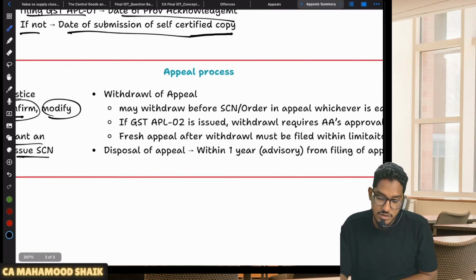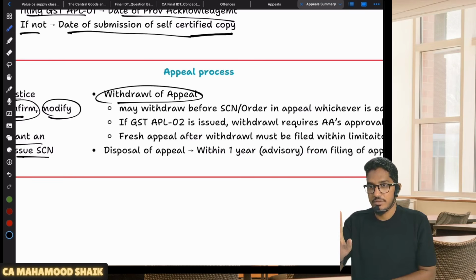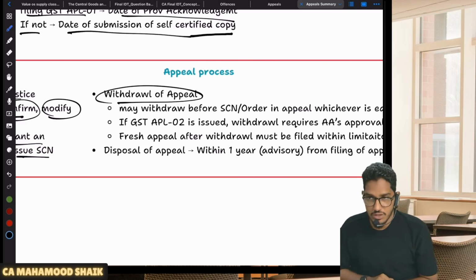Then, sir, then what? Withdrawal. Sometimes what will happen is someone filed an appeal, either the aggrieved person or the department. If they want to withdraw, they can withdraw it. Sorry, not the order. They want to withdraw their appeal. They can withdraw that appeal.